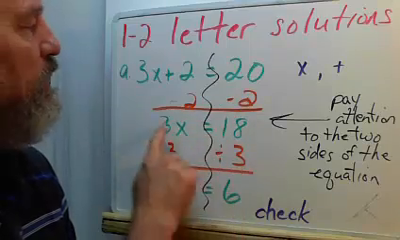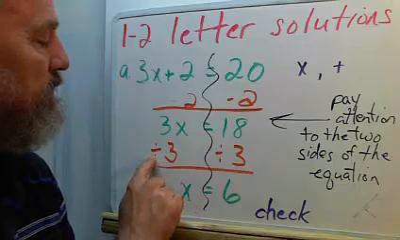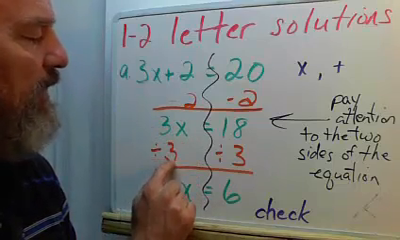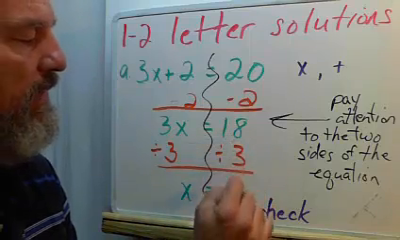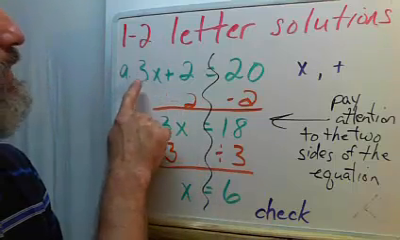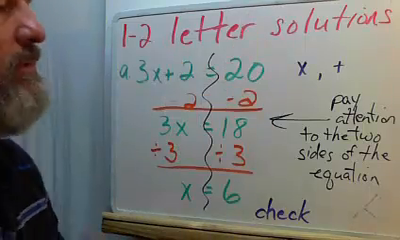Subtracting 2 from both sides, we get 3x equals 18. Our next step is obvious. We're going to undo the multiplication by dividing by 3 on both sides. We have x equals 18 divided by 3 is 6. Now we're going to check our answer. We go back to the start. 3 times 6 is 18 plus 2 is 20. We have a good answer. On to letter B.